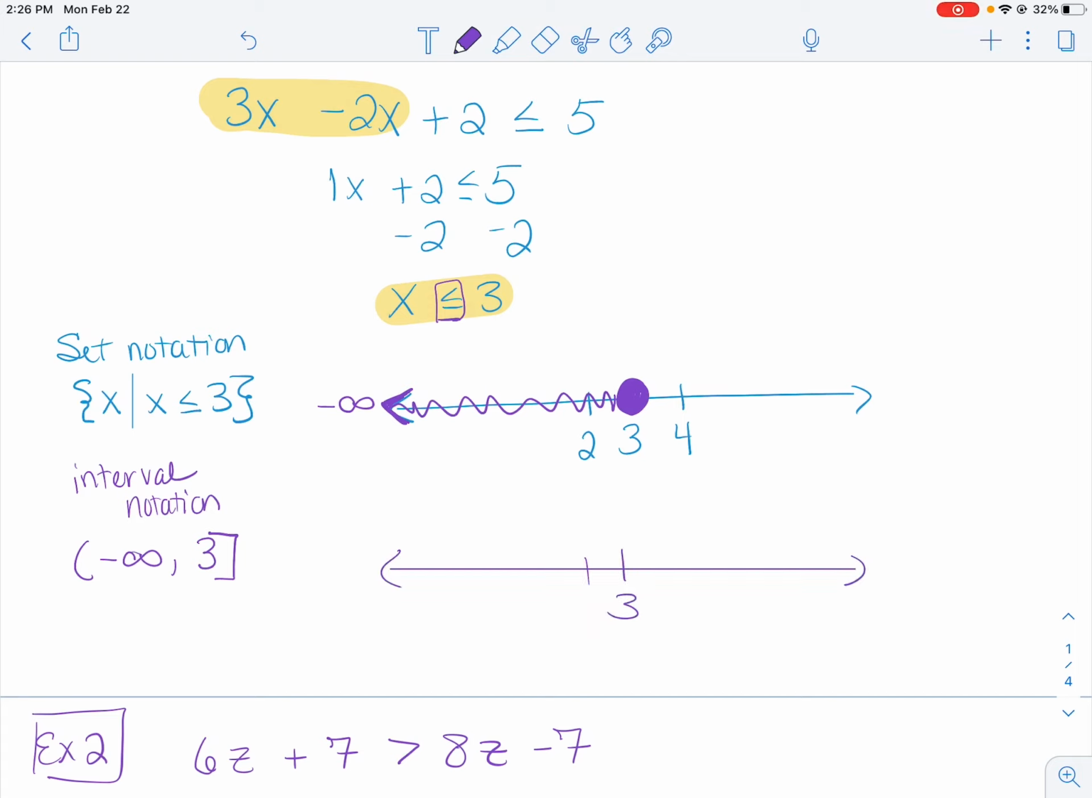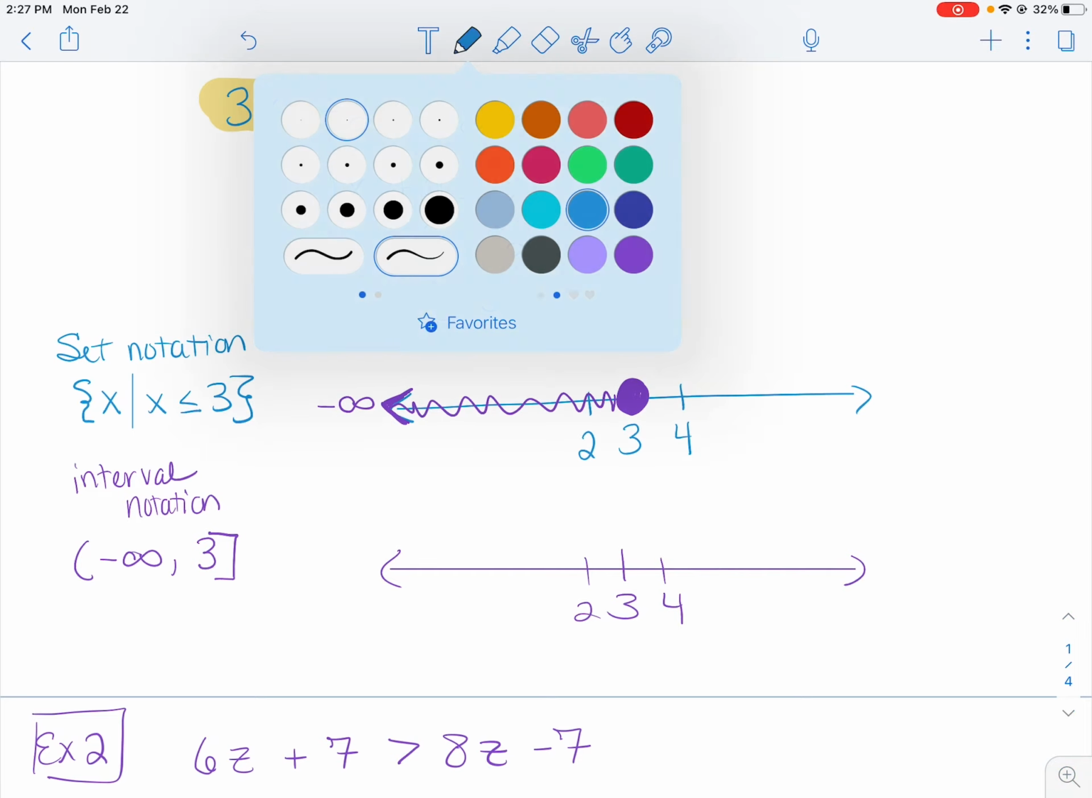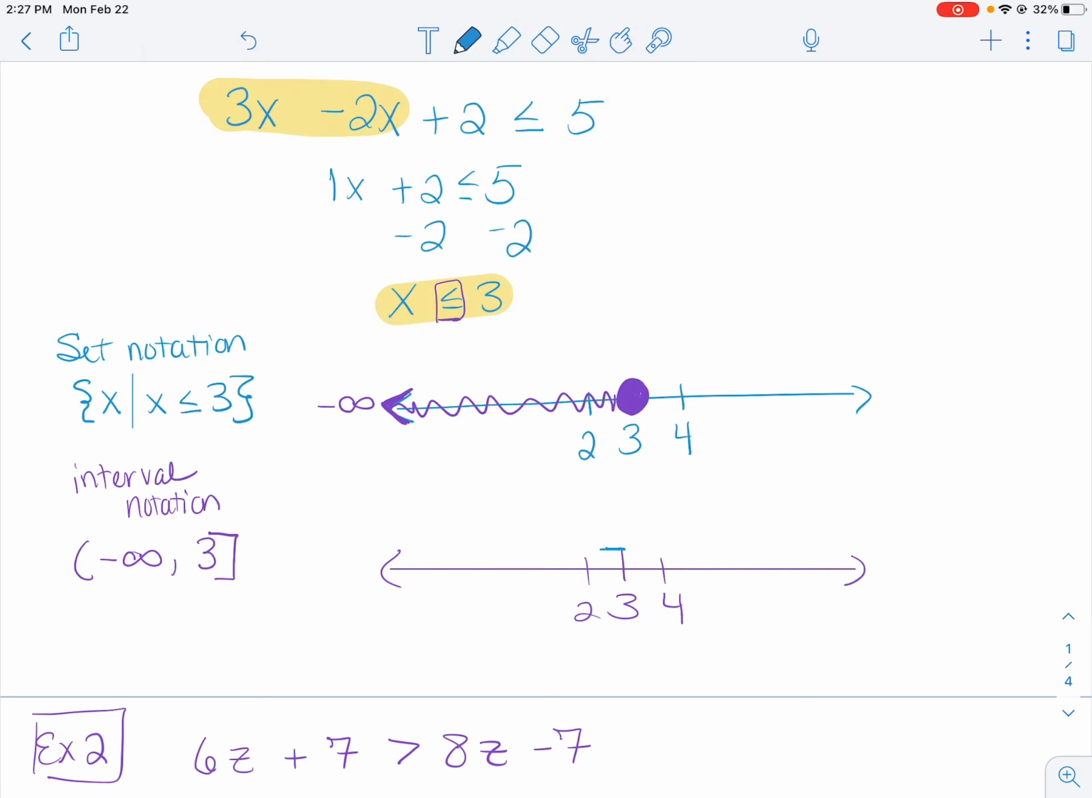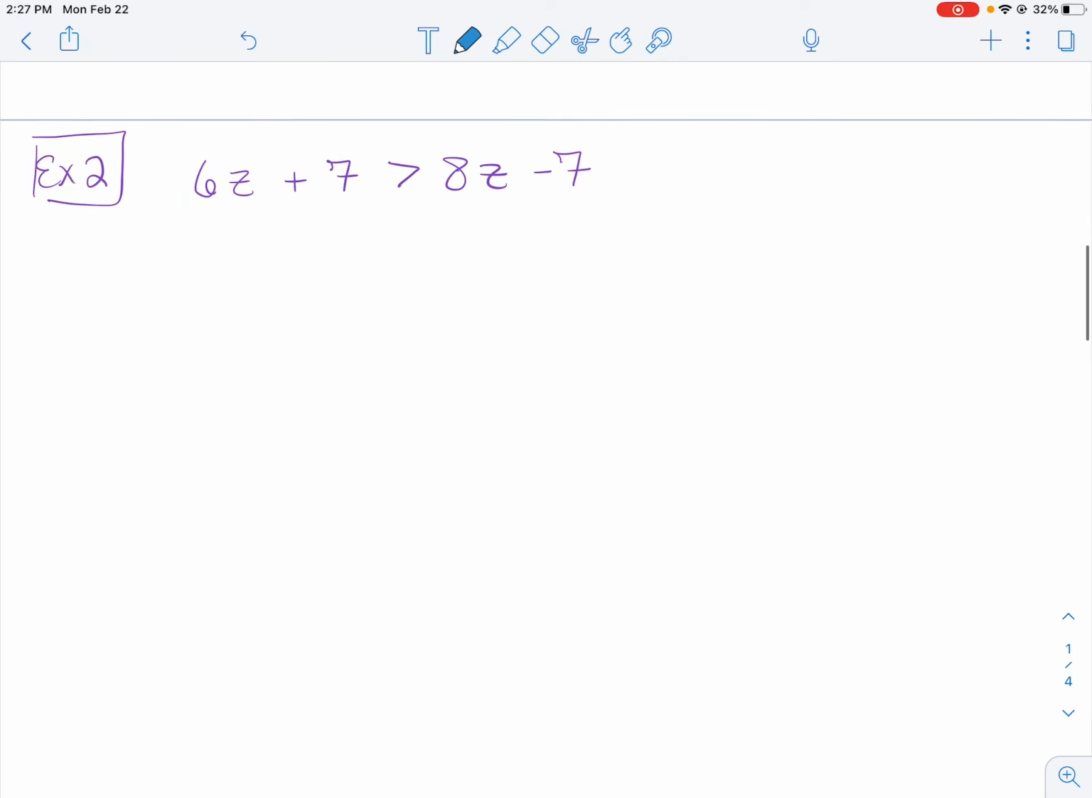And you could alternatively do that on your number line. So if we had 3, 2, 4, we could say, okay, we have 3, and then we have everything to the left of that. You can use the bracket instead of the circle. Means the same thing, okay? So that's our first example there. Solve it just like you normally would. It's just the way we represent the solution that's different.